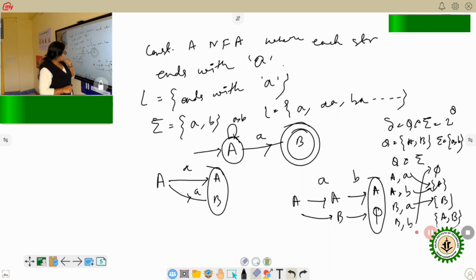If we see another string AB, from A by giving input A, I can go to state A. From A by giving input B, I can go to state A. But from A by giving input A, I can go to state B. Yes, that is correct. But from B by giving input B, there is no other movement. So that is fine. So that is called the dead configuration. So dead configuration is there in NFA.